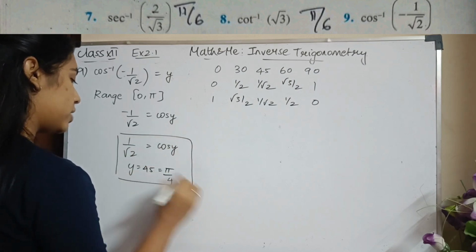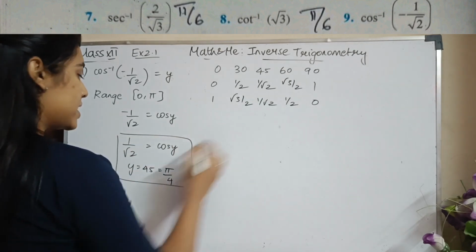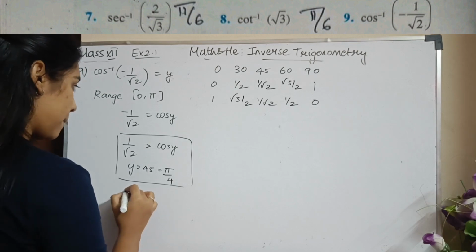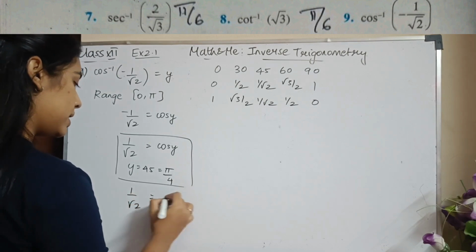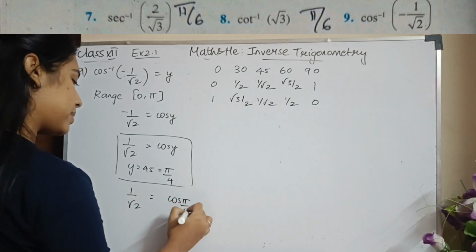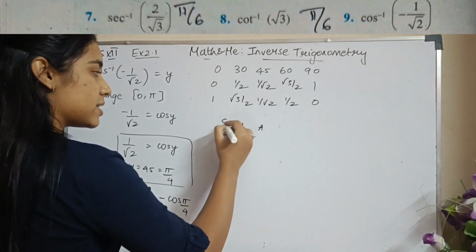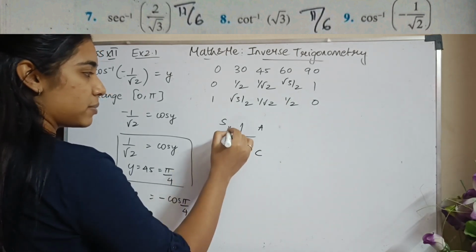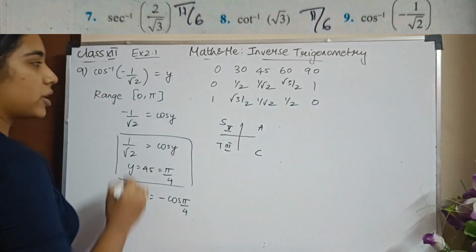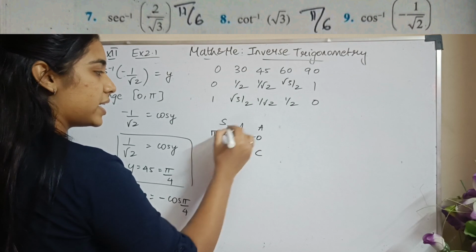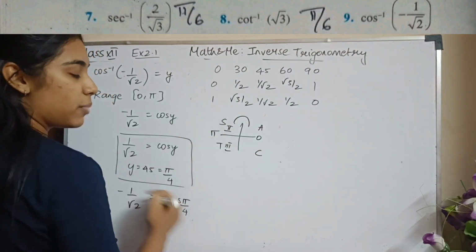But I also have to find out in which quadrant it is negative, correct? So I have 1 by root 2 equals cos of pi by 4, minus on both sides. Where is cos negative? All Silver Tea Cups. Cos is negative in my second quadrant and the third quadrant. But what is my range? 0 to pi. So I have to take my second quadrant.